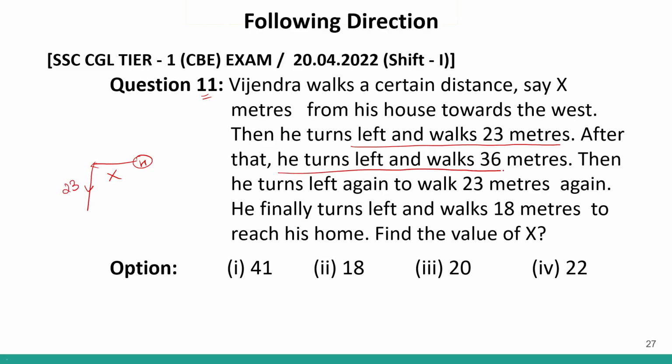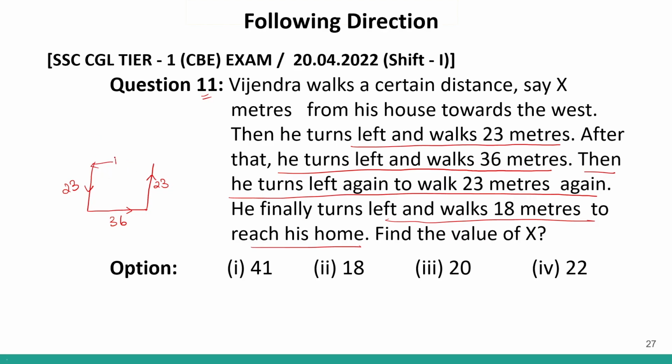After that, he turns left again and walks 36 meters. So left again, 36 meters. Then he turns to his left again and walks 23 meters again. So left again, this direction and 23 meters. This distance X is not known to us. Finally, he turns left and walks 18 meters to reach his home. So let's say the home was here. This distance is X and he has to go back 18 meters to reach the home. Correct? We have to find the value of X.